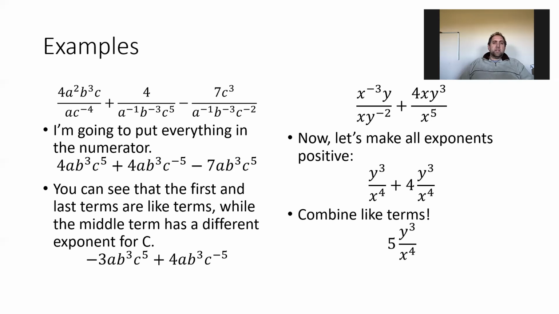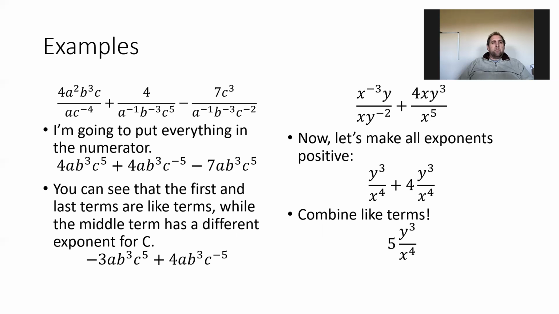You can see the first and last terms are like terms once we simplify this. They're both ab cubed c to the 5th, whereas that middle term has a different exponent for c. It's c to the negative 5, so we cannot combine them. This is why it's important to make sure everything is written in the same notation, just to make it easier to see which are like terms and which aren't.